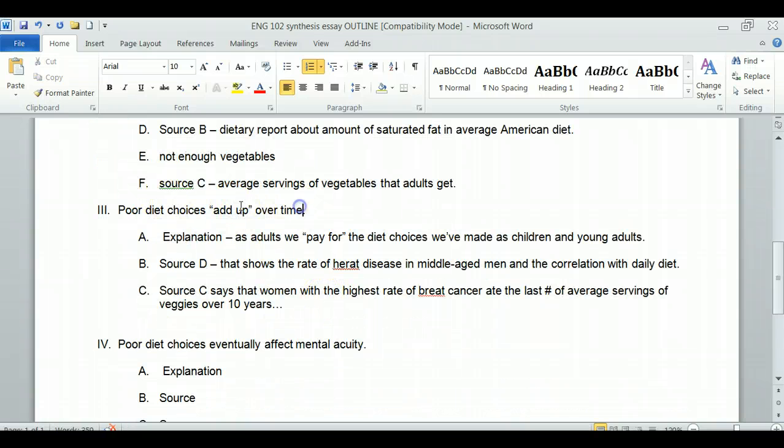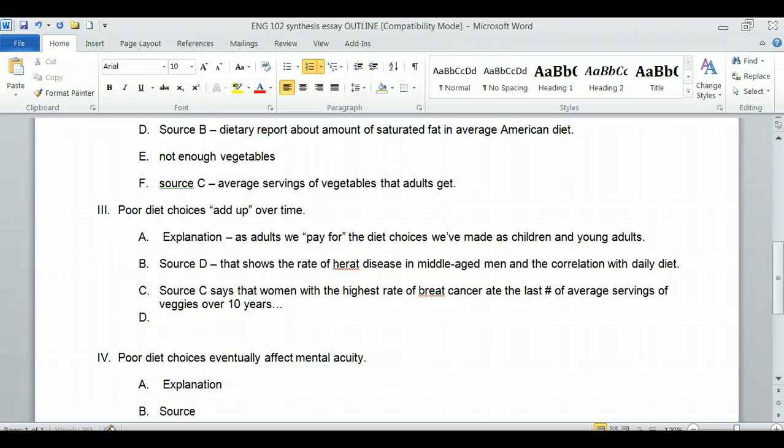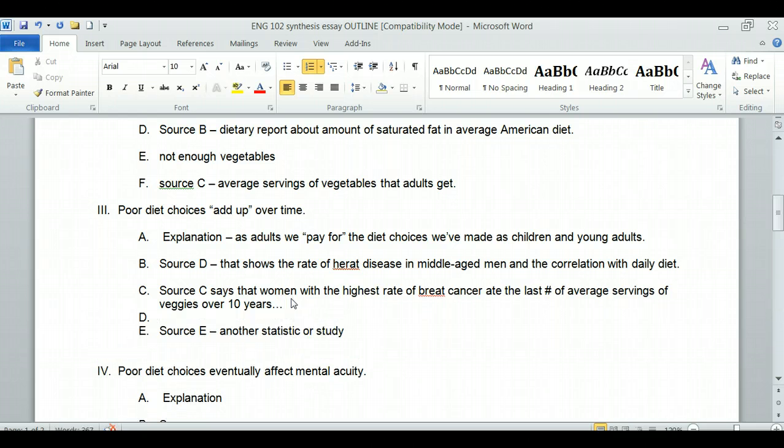Poor diet choices add up over time. So I'm going to explain, I'm going to cite source D, source C, and let's say I also have some information from source E, another statistic or study that I want to share. Now, you'll notice whenever you hit enter at the end of one of these, you'll see a little letter show up. Just hit the backspace button once and it'll reset the letters for you.